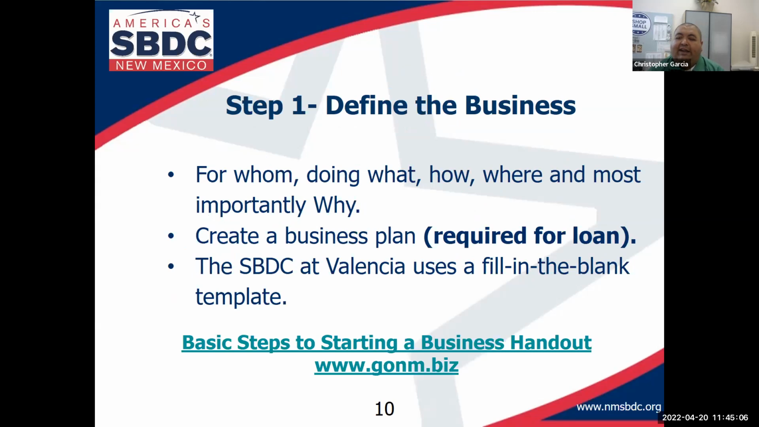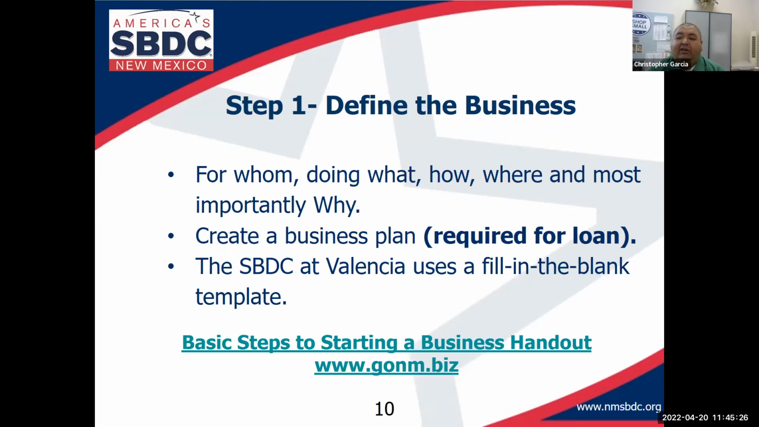Step 1 is defining the business. This is the who, what, when, where, why, and how. And these questions are answered in a business plan. And if you need a small business loan, you definitely have to provide the lender with a business plan. Many centers use a fill in the blank template, and I put that in the follow-up email, but there are many options for creating a business plan.